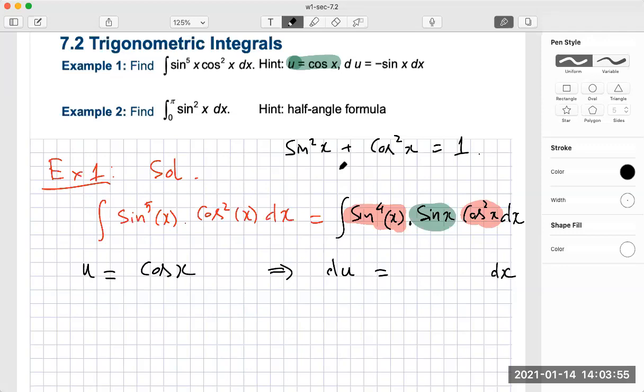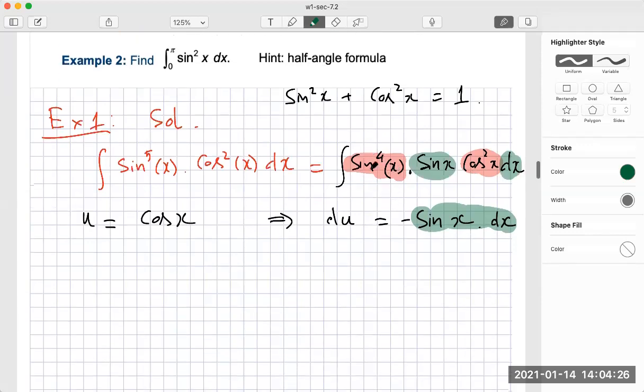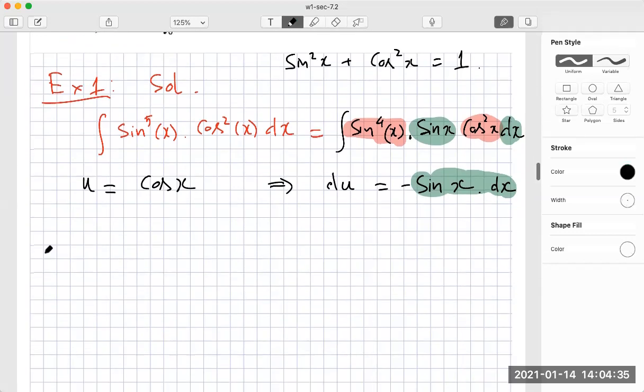So we take the derivative of both sides. Then the right-hand side gives us negative sine x times dx. It means that we can write negative sine x dx in terms of u, right? And every cosine term we can write as u. So here, we need to write sine to the fourth in terms of u as well, right? So how can we do that?